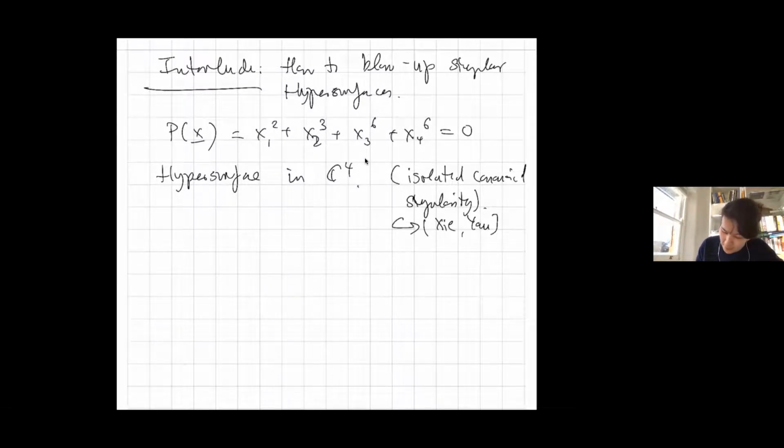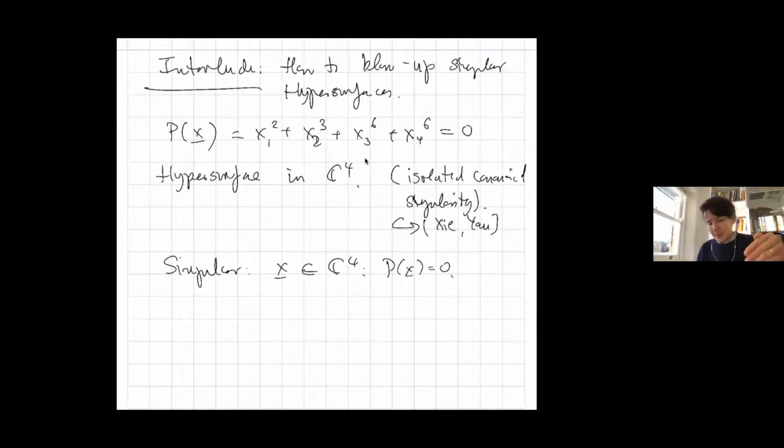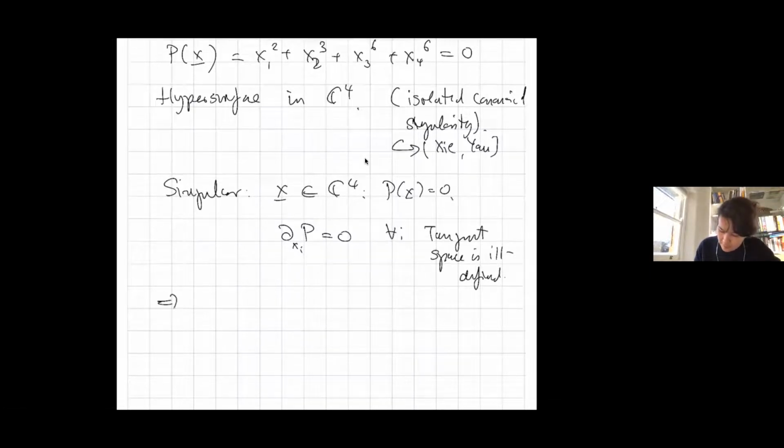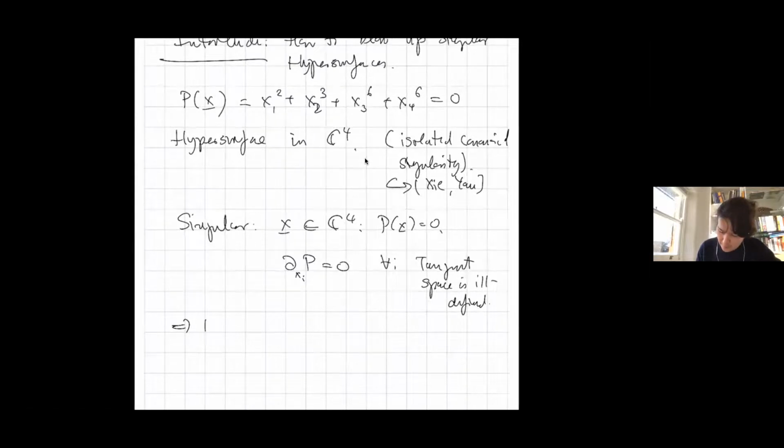So why is it singular? Singular means there's a point x in C4 such that P of x is 0, so it sits on the hypersurface. That's the start. But then also the derivatives vanish, so the tangent space is ill-defined. In the above example, for our P of x, that's clearly the case because we have the vanishing orders 2, 3, 6, 6. If I take the first derivative and set each one of the coordinates to 0, it is singular at the origin.